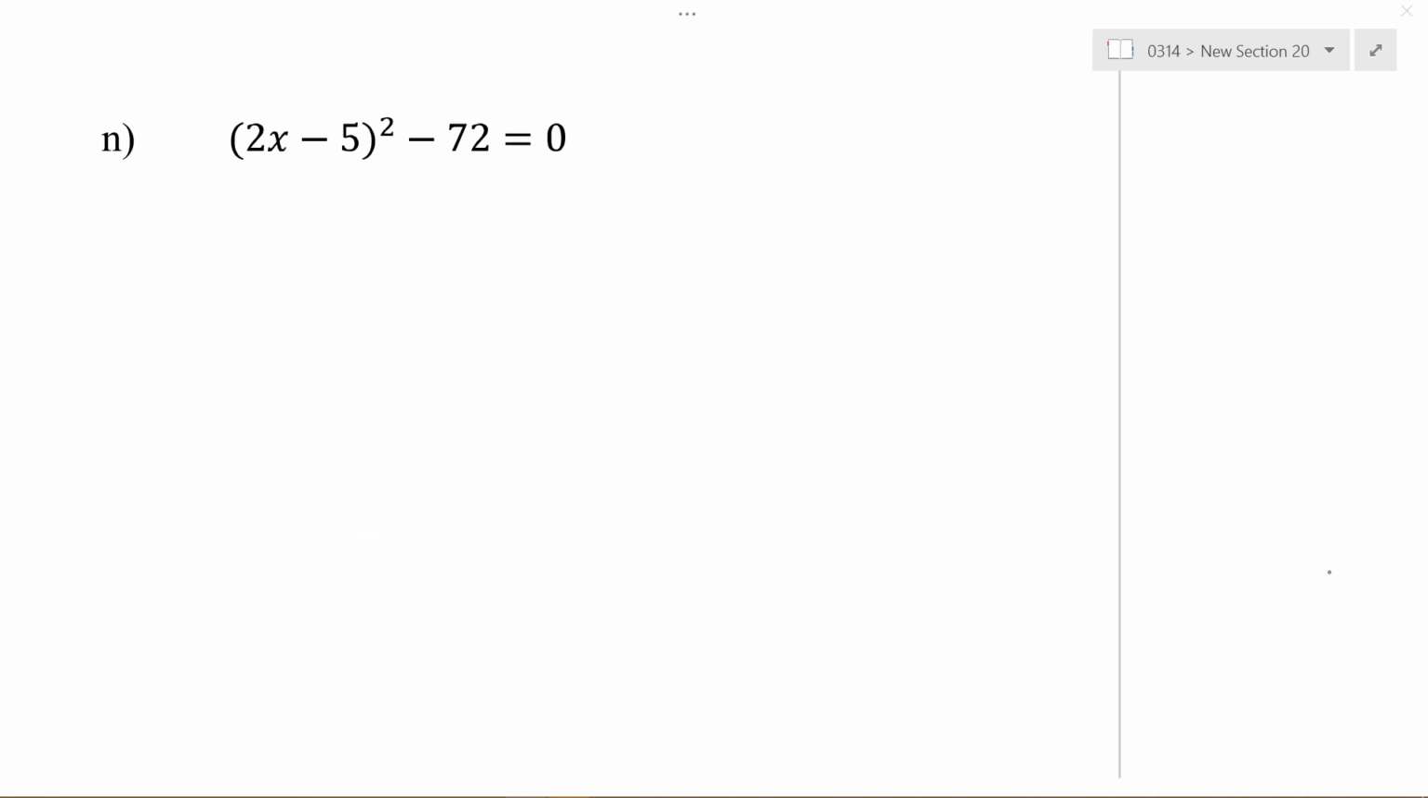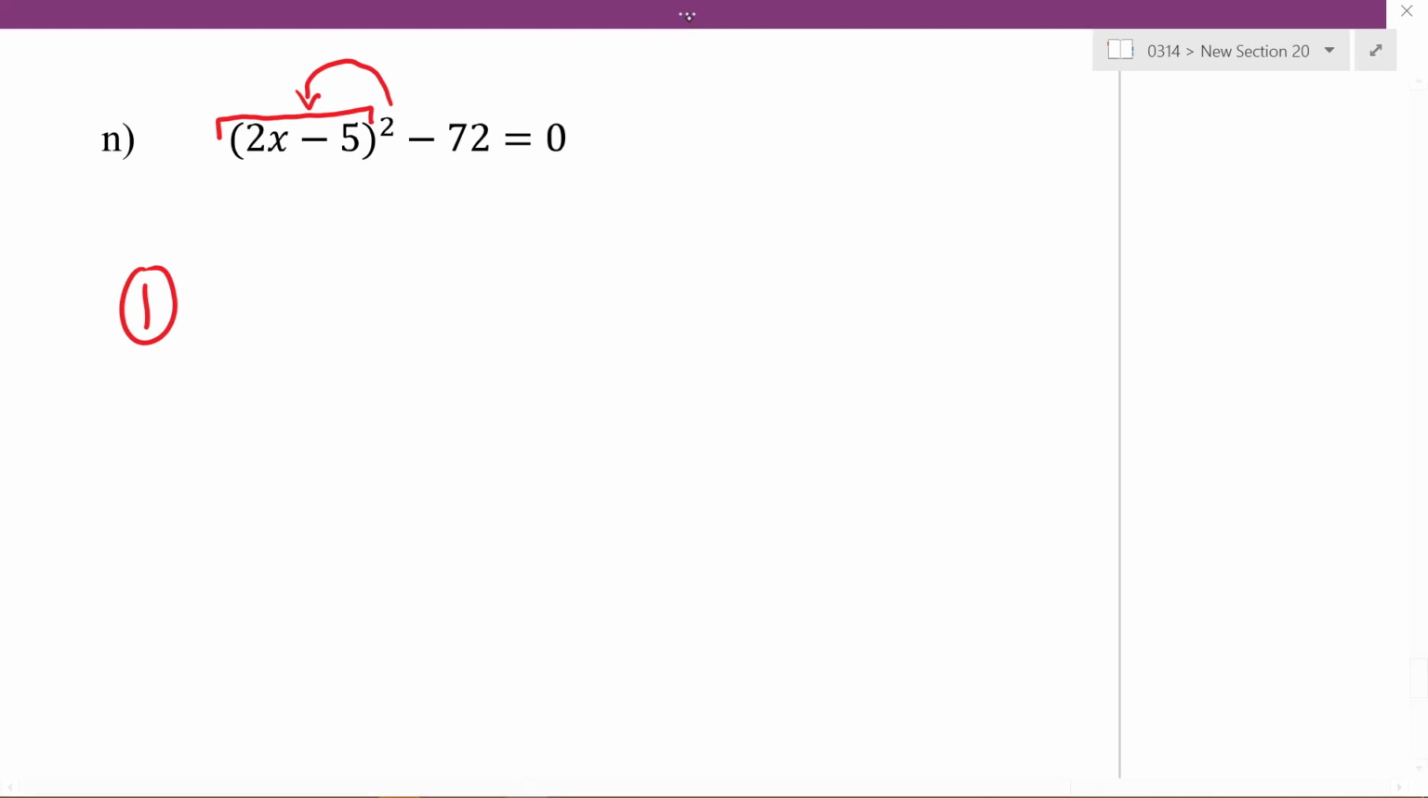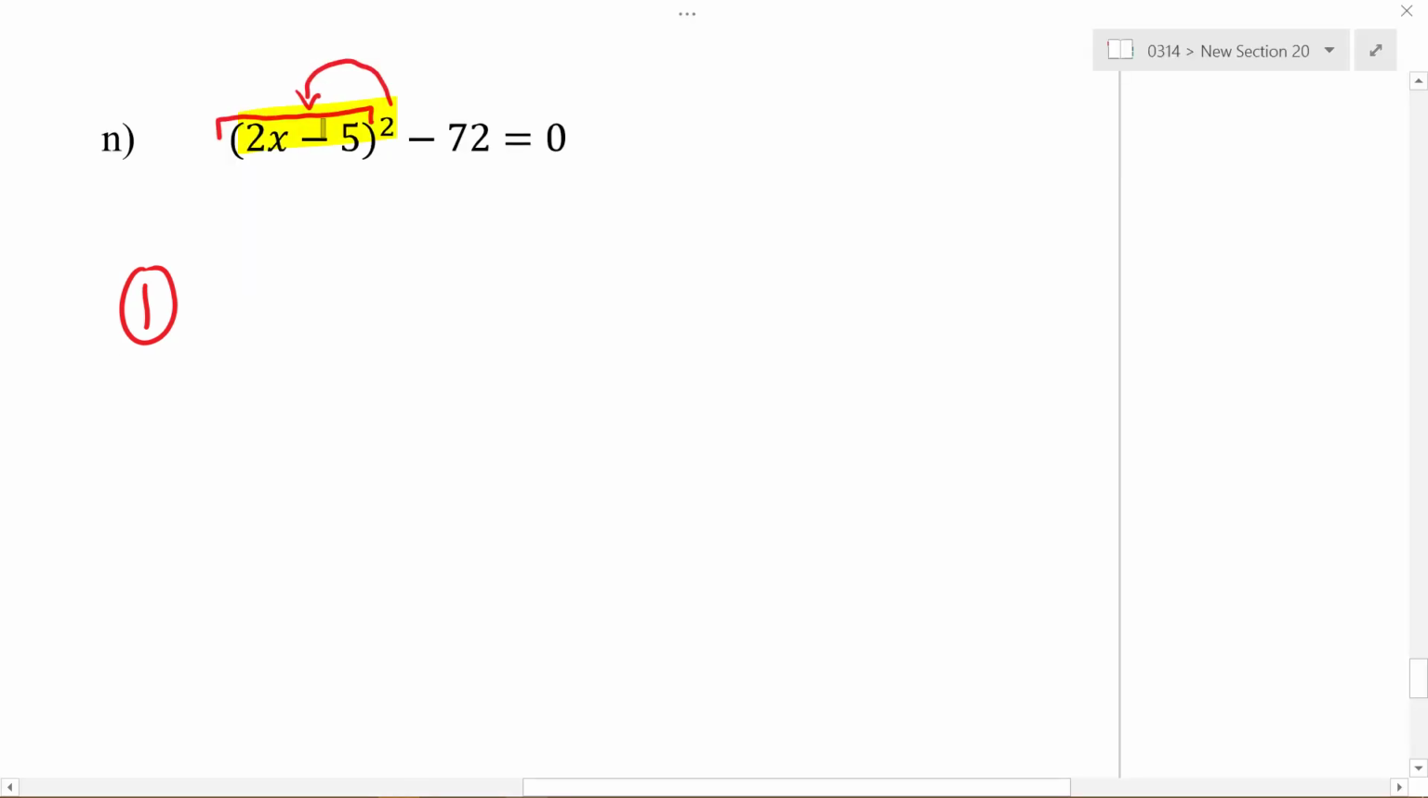For part N, we want to solve this using the square root method. So step number 1 is to isolate whatever is being squared. So what does this square apply to? Well, that exponent of 2, that square, applies to everything that's inside of the parentheses. So this is what's being squared. We want to get that by itself on one side.